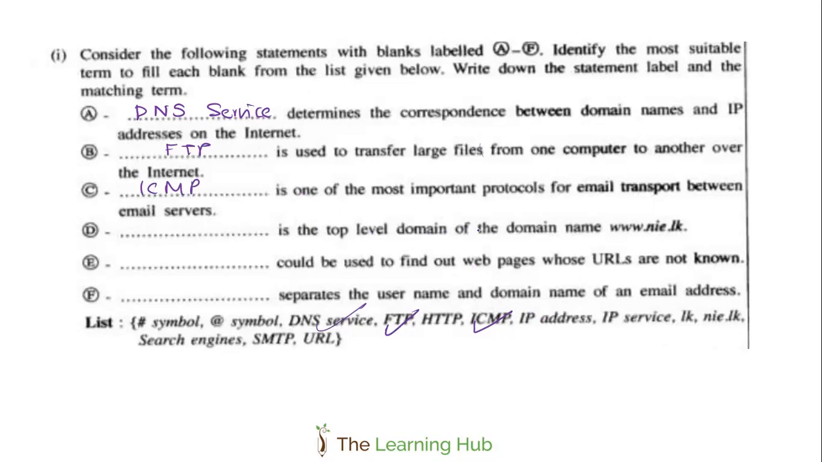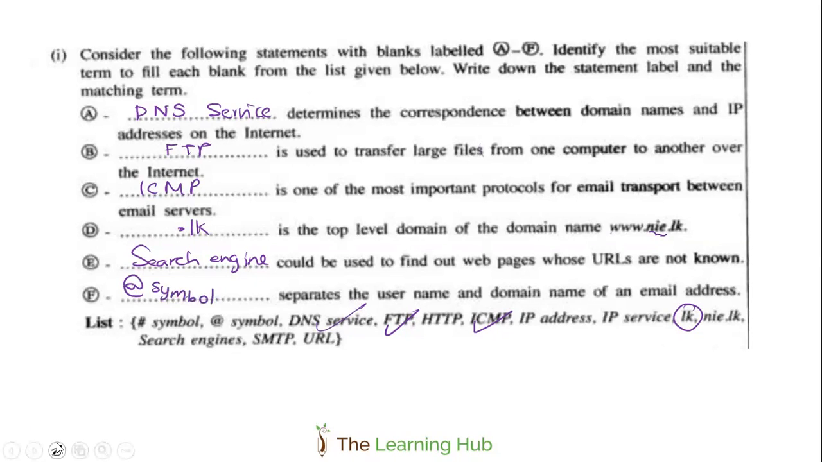Blank is a top level domain of the domain name www.nie.lk. So the .lk is the top level domain, and just this is the domain name. Blank could be used to find out web pages whose URLs are not known, is search engines. Blank separates the username and the domain name of an email address. We just discussed it. It was the @ symbol.